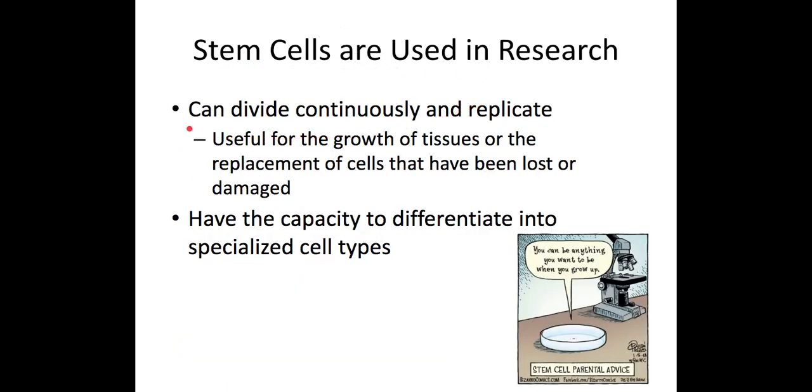Stem cells usage in research. So, stem cells have various useful properties in that they can divide continuously and replicate continuously, and this can be very useful for the growth of tissues or the replacement of cells that have been lost or damaged due to disease or injury. And stem cells also have the capacity to differentiate into specialized cell types in the body.